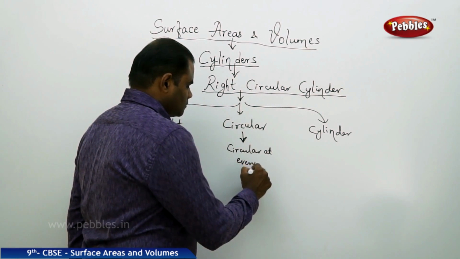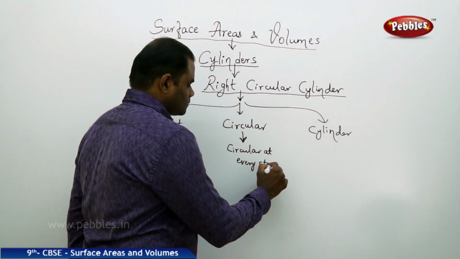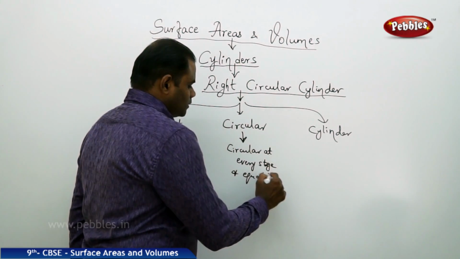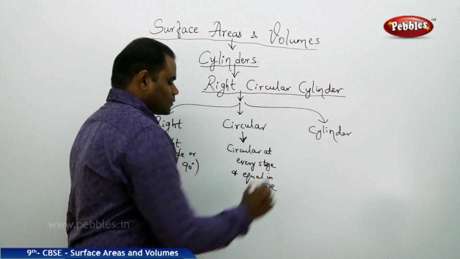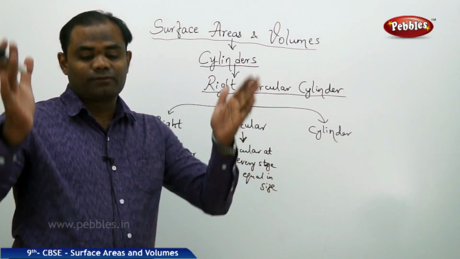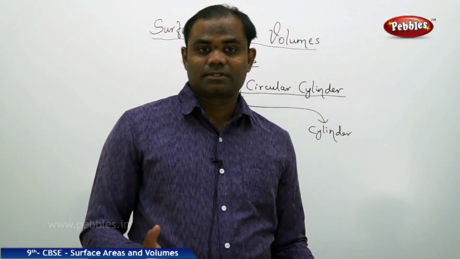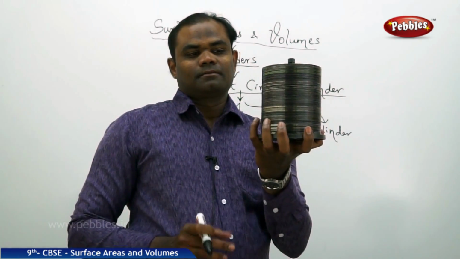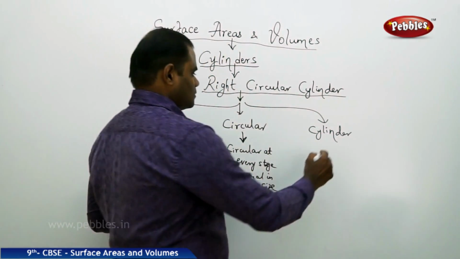Every stage, and equal in size, is how we understand circular. And of course, it must be the shape of a cylinder, as we have seen in the previous model of the shape of a cylinder. So this is how it looks.